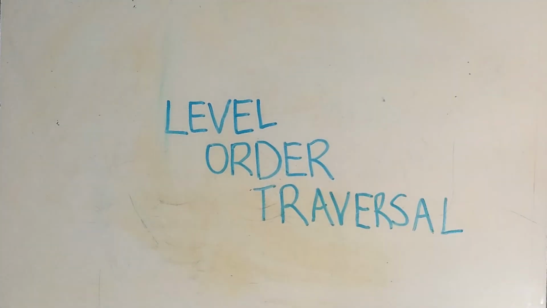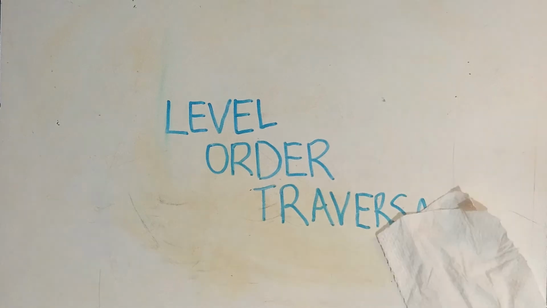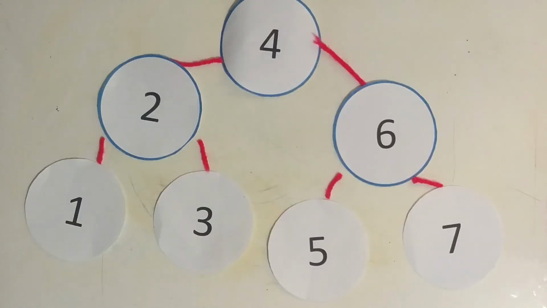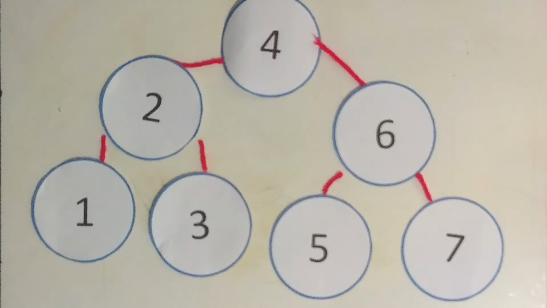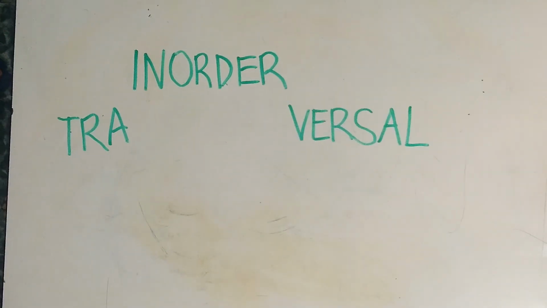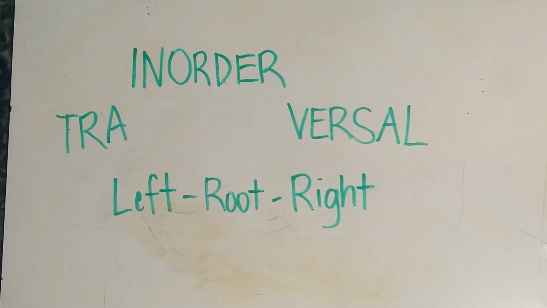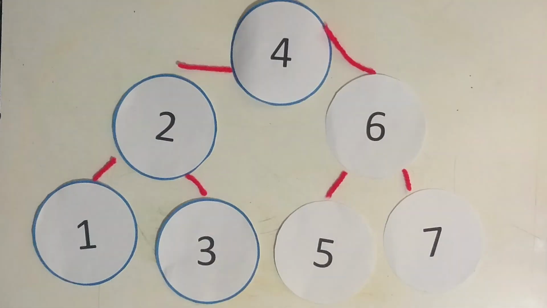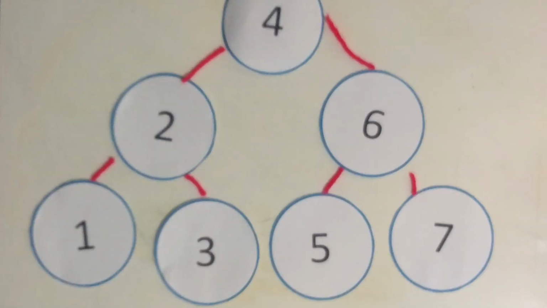The first type of traversal is called the level order traversal. Starting from the root, go down each level of the tree, listing each node from left to right. The level order of the example tree would be 4, 2, 6, 1, 3, 5, 7. The next type of traversal is called the in-order traversal, and it has the algorithm of left, root, right. The in-order of the example tree would be 1, 2, 3, 4, 5, 6, 7. It is important to note that in any binary tree, the in-order must always be ascending.